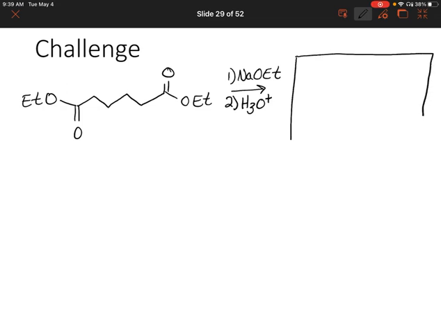So I want you to pause the video and try to figure out what the product is on your own first. Now, I'll give you a couple hints. This is going to be an intramolecular reaction. And the product is a ring system. So see if you can figure out the product there, and when you're done, you can unpause the video and we'll go over it together.